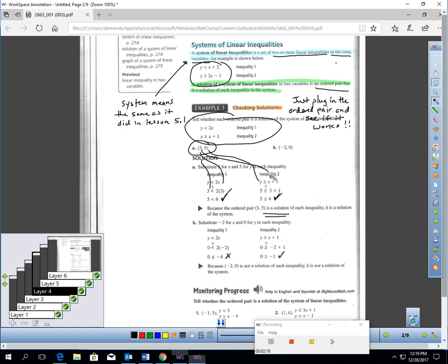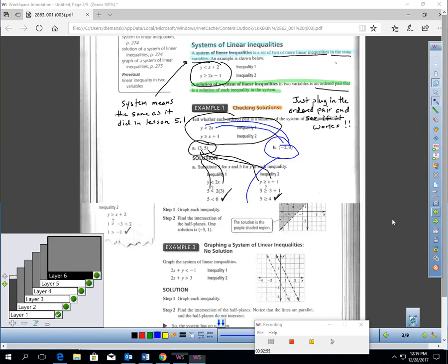Let's try part B. Let's see if (-2, 0) would be a solution. Okay, I'll plug in negative 2 for x and 0 for y. And when I do that, you can look down here, they're doing that. I get the statement 0 is less than negative 4. Well, that's not true. That means that (-2, 0) can't be a solution to the system because it's not making each inequality a true statement. So this is not a solution of the system.